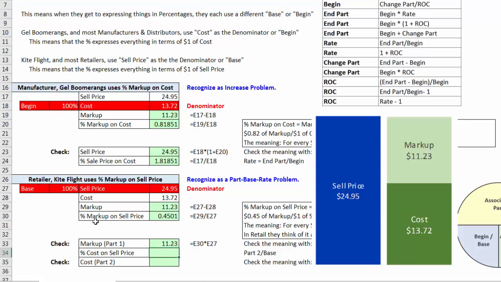Up here, we compared the markup to the denominator sell price. Down here, let's compare cost. Equals, here's the other part divided by the same denominator. When I hit enter, that's percentage cost on sell price. These two numbers will always add up to 100% because cost and markup, when they're added together, that equals sell price. Now we can calculate cost equals, well, there's percentage cost on sell price times the sell price. And when I hit enter, that gives me exactly the cost.